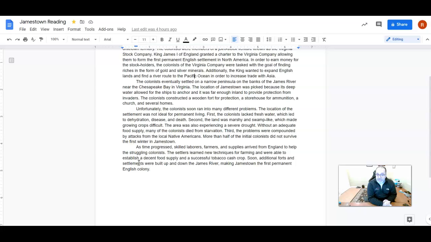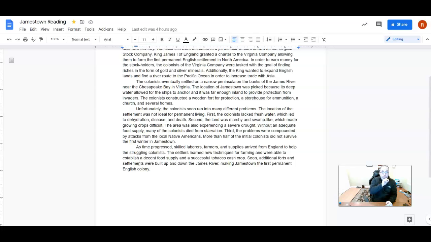As time progressed, skilled laborers, farmers, and supplies arrived from England to help the struggling colonists. The settlers learned new techniques for farming and were able to establish a decent food supply and a successful tobacco cash crop. Soon, additional forts and settlements were built up and down the James River, making Jamestown the first permanent English colony.